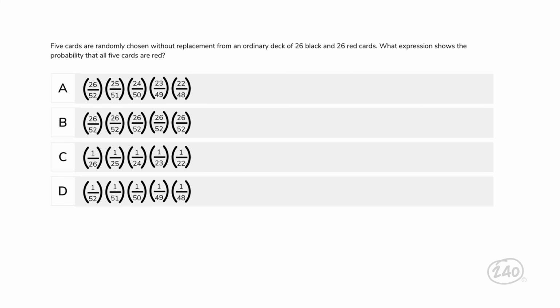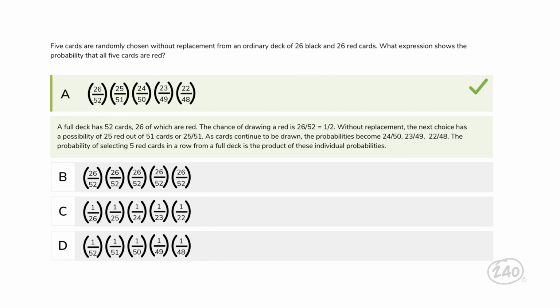Time to take it home with probability. 5 cards are randomly chosen without replacement from an ordinary deck of 26 black and 26 red cards. What expression shows the probability that all 5 cards are red? The first time we pull a card, we have a 26 out of 52 chance of it being red, so right away we can eliminate choices C and D. When we go to pull our second card, the number of red cards and total cards in the deck has decreased, so now we have a 25 out of 51 chance of pulling a red card. Choice A is correct. Each time a card is drawn, the probability changes.